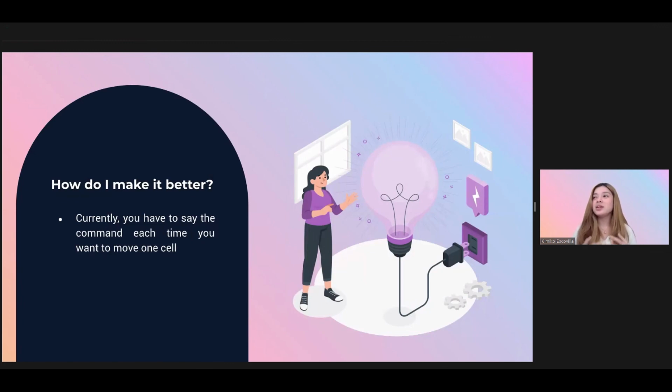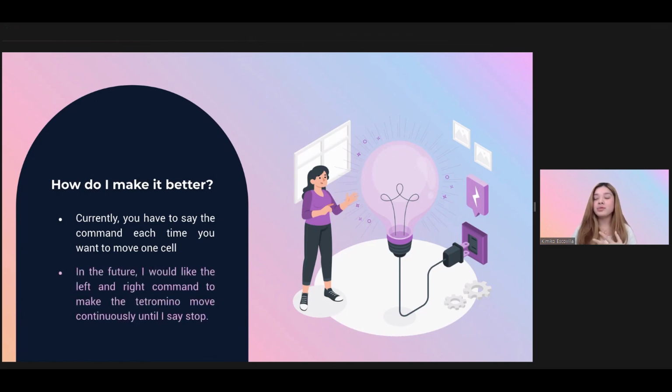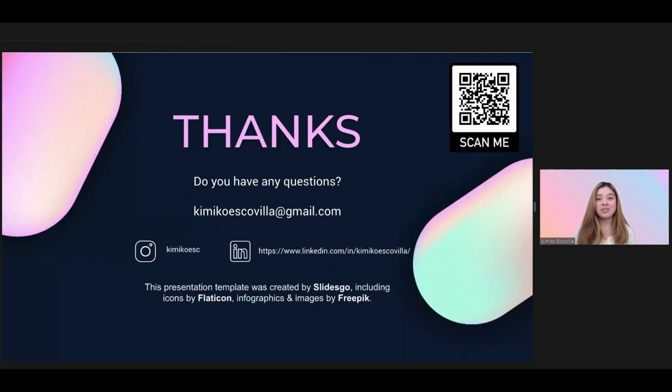And lastly, how do I make it better? So currently, you have to say the command each time you want to move one cell. In the future, I would like the left and right command to make the tetramino move continuously until I say stop. And that's it for my presentation.